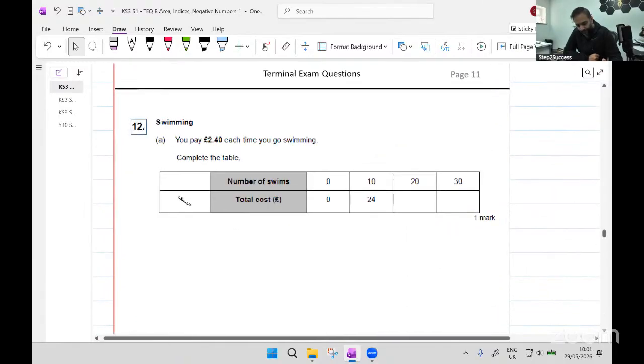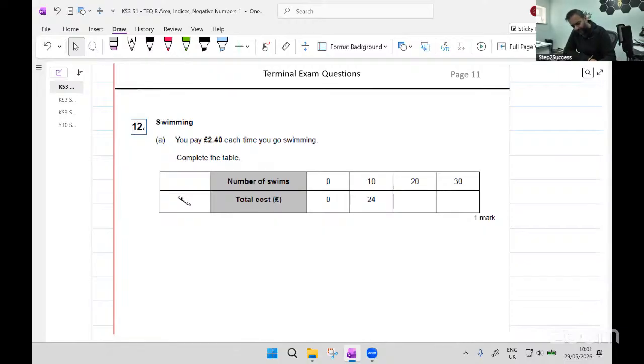12, swimming. You pay £2.40 each time you go swimming. Complete the table. Okay, well, if you go 10 times, it's going to cost you in total £24 because you times by £2.40. If you times this by £2.40, you probably get £48. And if you times this by £2.40, you must get £72. Yeah, that must be it.